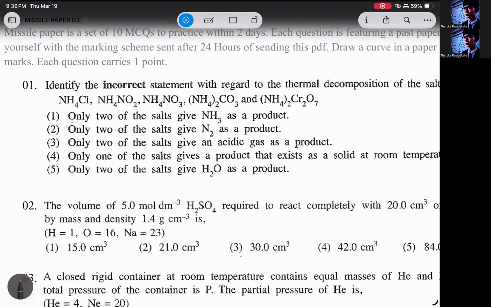So let's see the first one. Only 2 salts give ammonia as a product. So what are the salts that give ammonia as a product? Ammonium chloride, ammonium carbonate will give; ammonium nitrate will not give. So only 2. That is correct. Only 2 salts will give nitrogen as the product. Ammonium nitrite will form and ammonium dichromate will form, so those two will be forming nitrogen. And ammonium nitrate, however, will form N2O. So this is also correct.